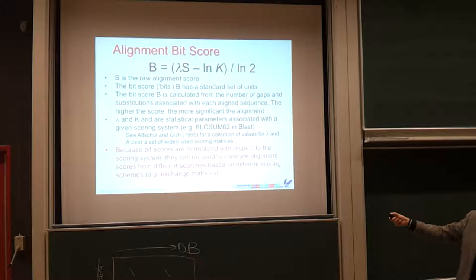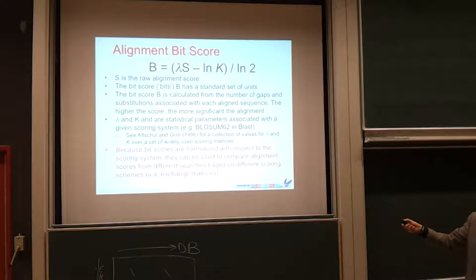There are lists for those parameters pre-calculated by all kinds of people who know how to do that. So for most matrices, you don't need to calculate these. That's why BLAST has these values for all of the matrices it uses, and it can convert any score to the bit score. What is nice about this normalization? Why would you bother to do this?